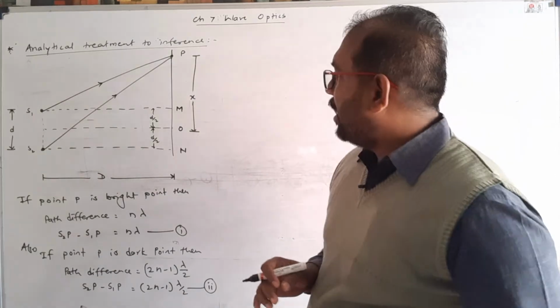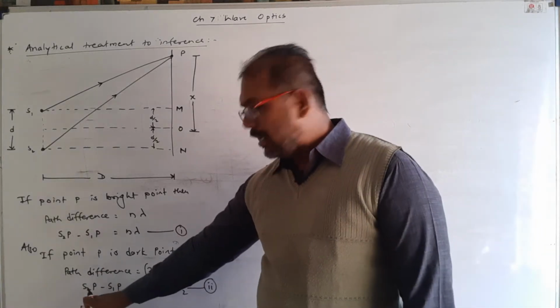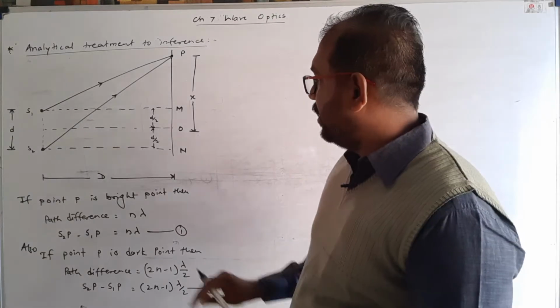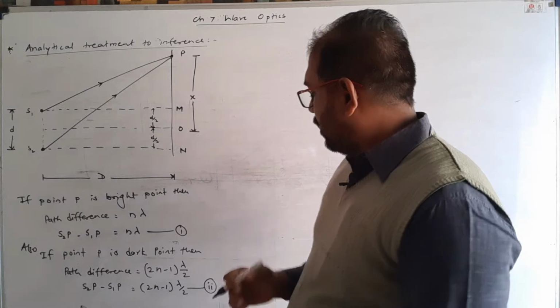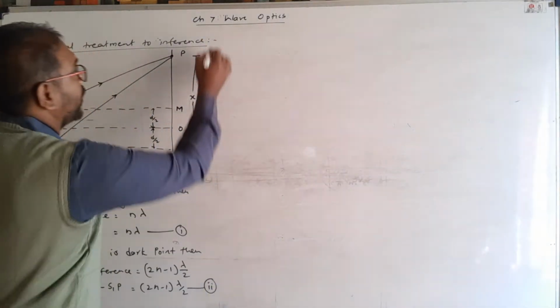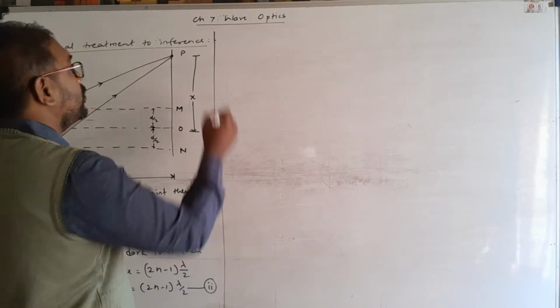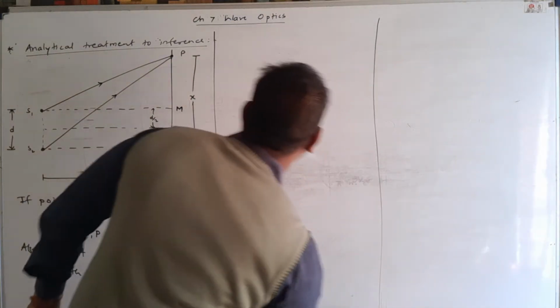Okay. Now we can find out this path difference, S2P minus S1P. This term we have to find in terms of capital D, x, and small d. For that, pay attention here. I can use a triangle, so I will make it on part of the board.